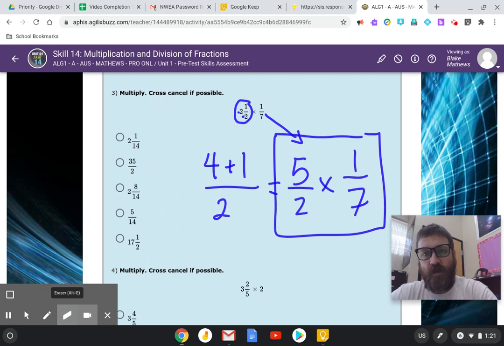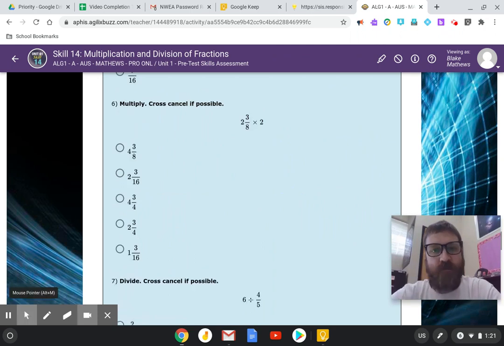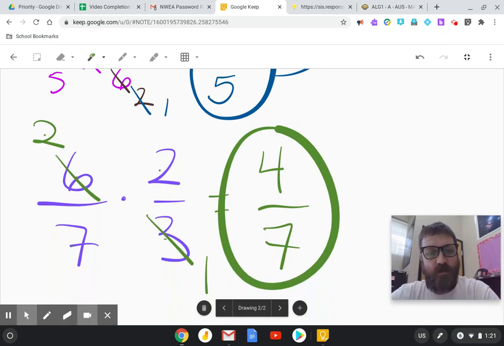And then you do the same process I just showed you. Same thing with number 4. Same thing with number 5, number 6. And then we get to number 7, divide. Cross cancel if possible. Okay, so let's talk about division.